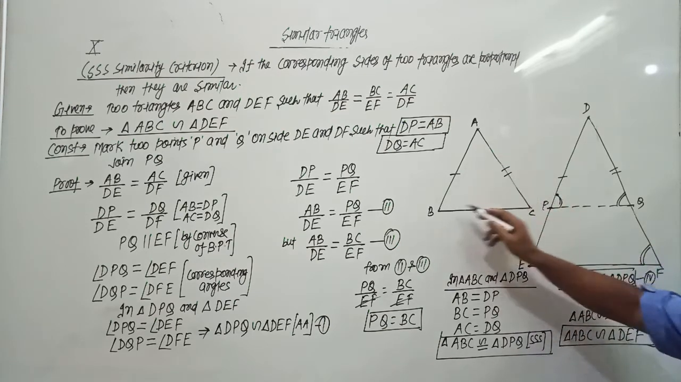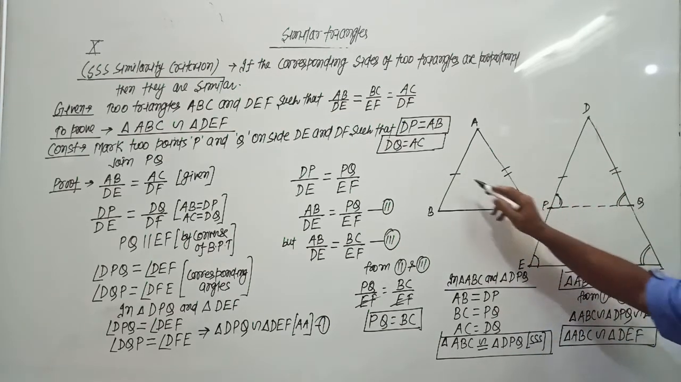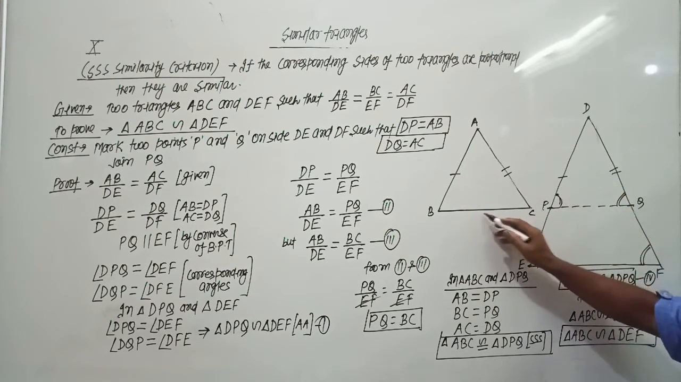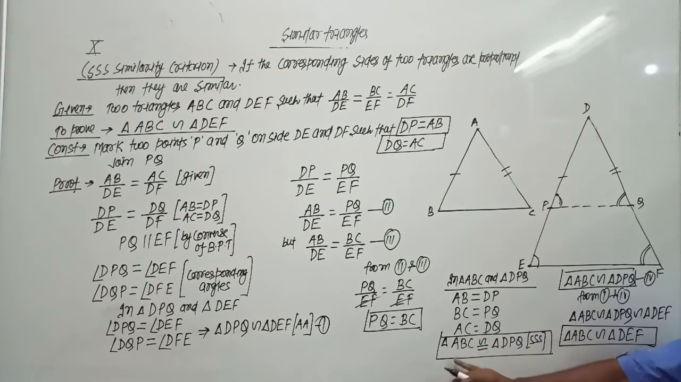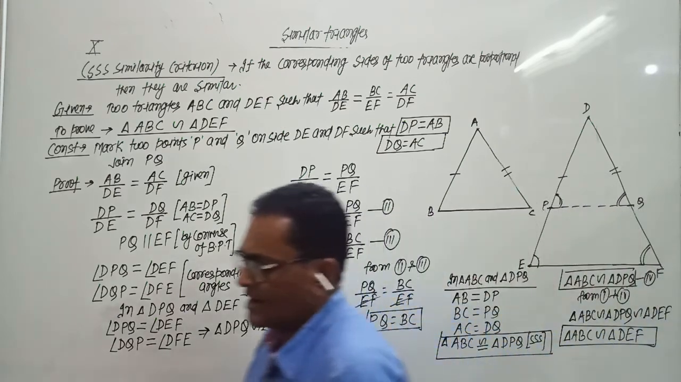Now in triangle ABC and triangle DPQ, AB equals DP, BC equals PQ and AC equals DQ. Therefore, these two triangles are congruent by SSS congruence. And we know that congruent triangles are similar, so triangle ABC is similar to triangle DPQ. This is fourth equation, and from first and fourth, ABC is similar to DPQ, and from first, DPQ is similar to DEF. Therefore, triangle ABC is similar to triangle DEF.